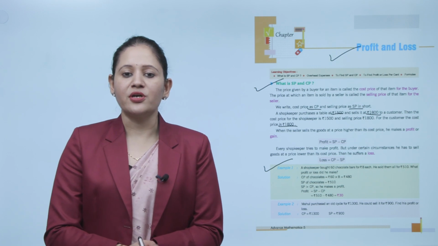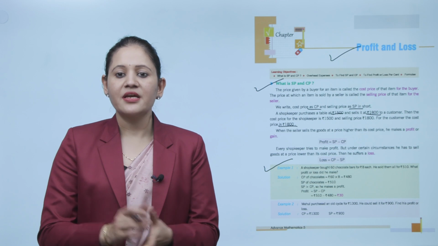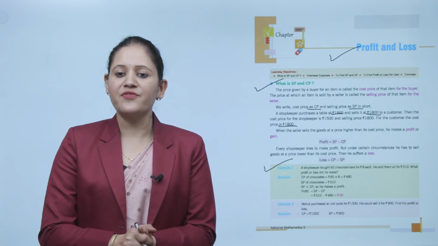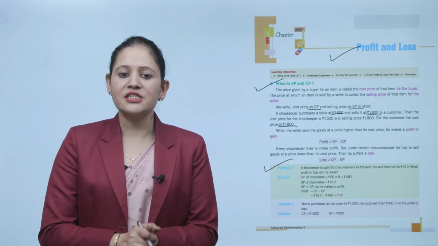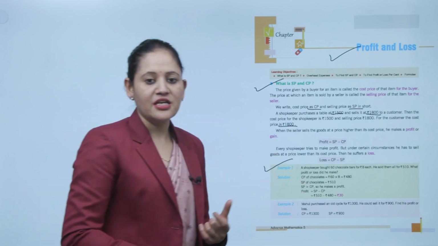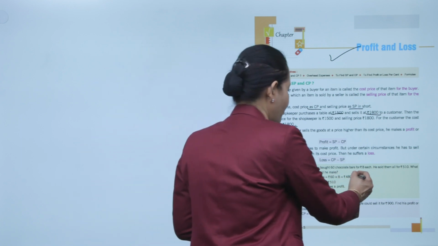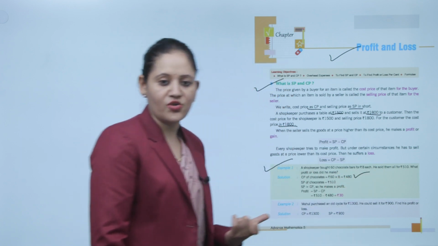A shopkeeper bought 60 chocolate bars for rupees 8 each. He sold them for rupees 510. What profit or loss did he make? So first we'll find the cost price of chocolate. So 1 का price 8 है, 60 के लिए जाएगा 60 into 8, that is rupees 480. That is the cost price.